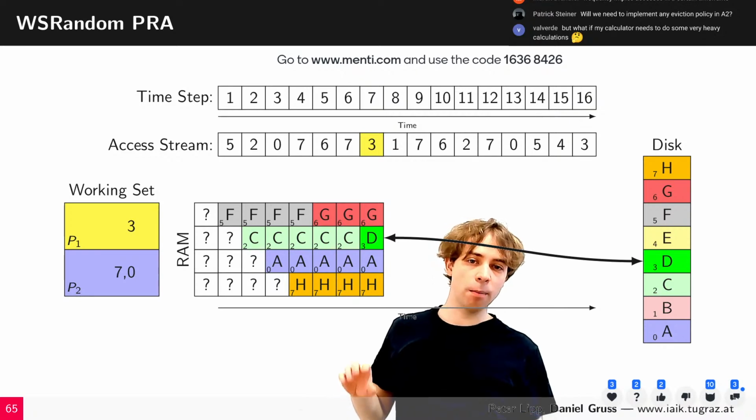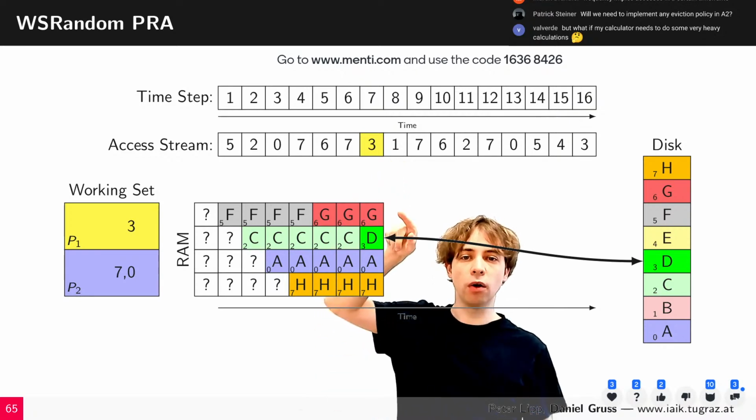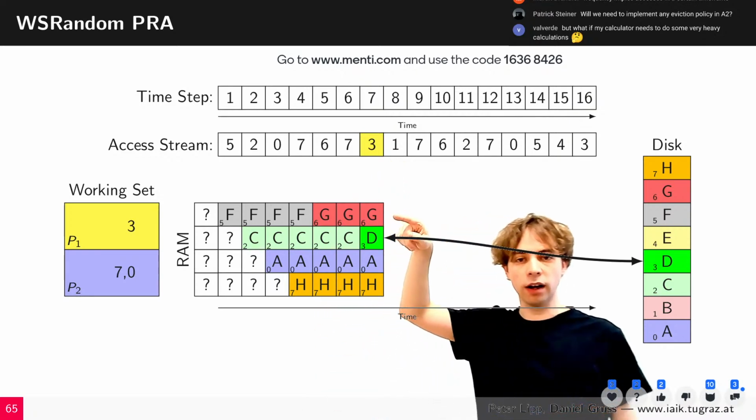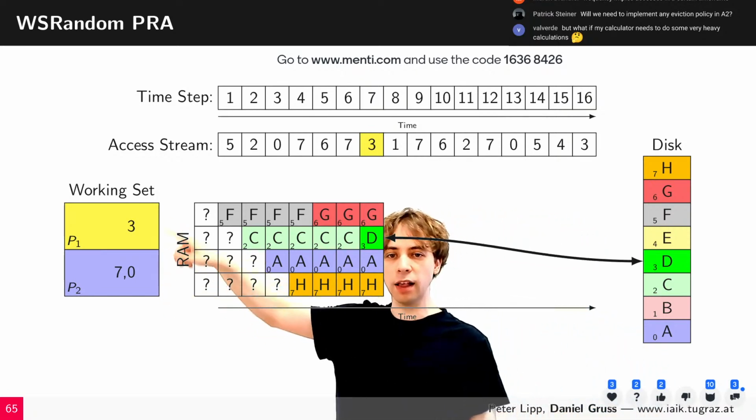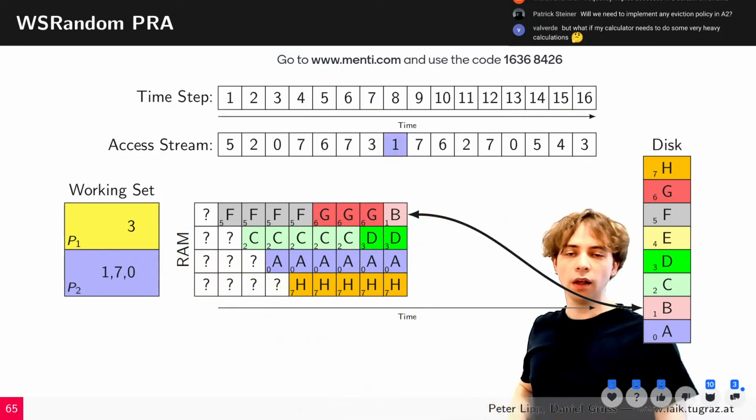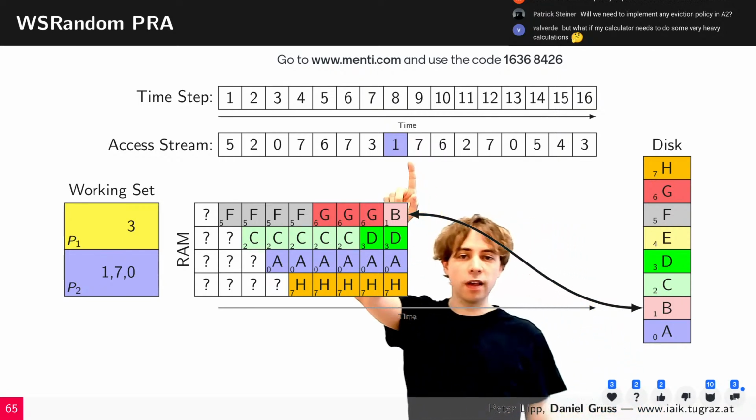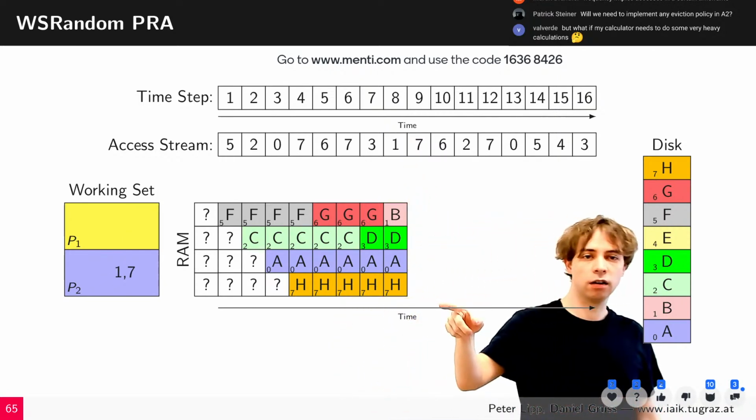Then in the next step, we access location number 1, and we know that this one is in no working set, right? We can't see it in any of these working sets, so it's going to be replaced. Okay. Access to number 7, we already have it here. It will be a hit.